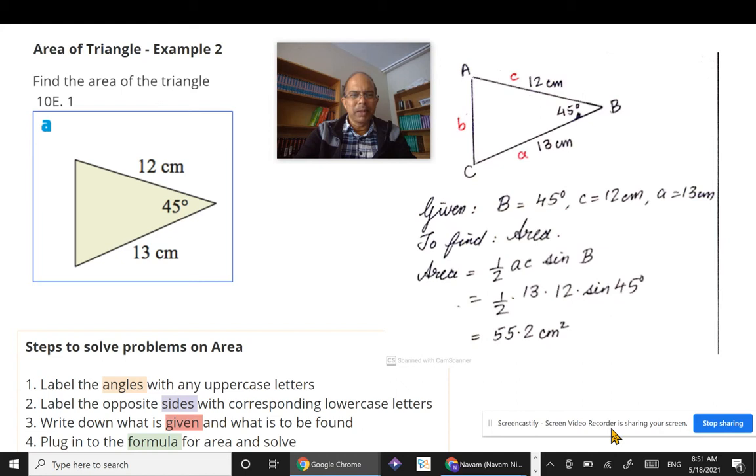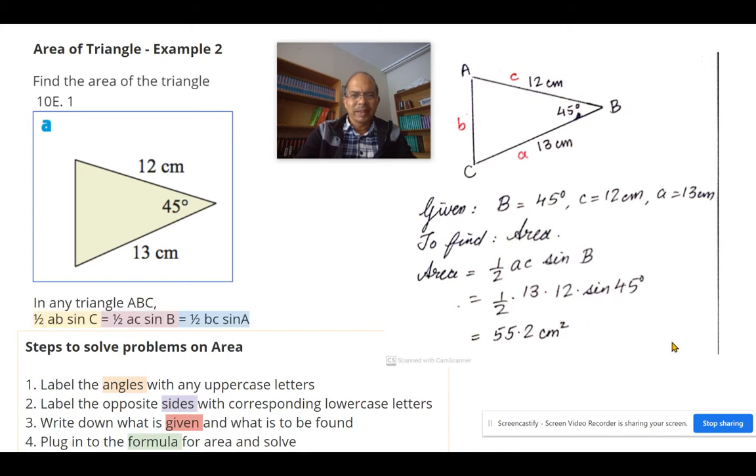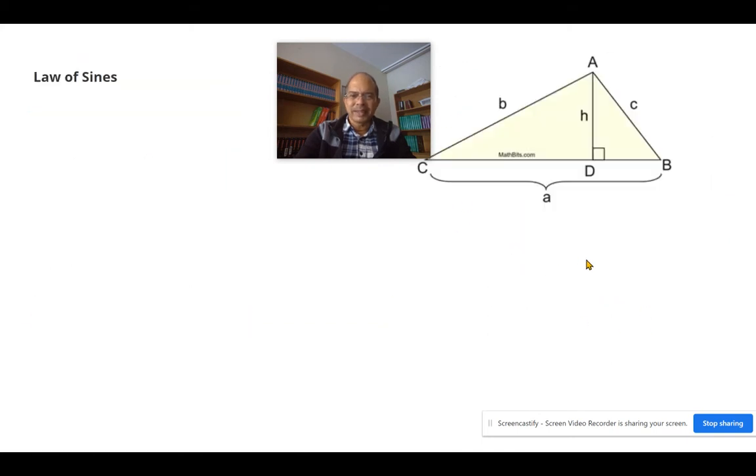Here's another example of the area of a triangle. You can pause the video to study this example, but we're going to go on now to the law of sines.